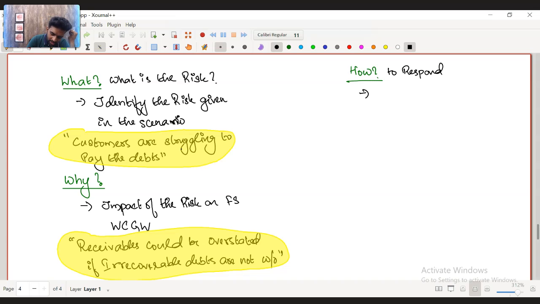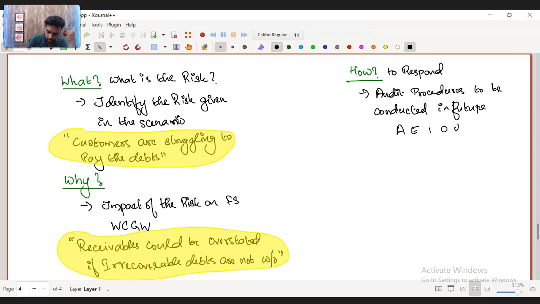In order to respond to the risk, you will write what are the audit procedures to be conducted. Audit procedures that you will conduct in future tense. So what are the procedures you're going to do in future? That is the how do you respond. All your procedures will be in A, E, I, O, U. You will inquire with the directors, inquire with the management. You will talk to the management why this wrong entry is being posted. You will inspect the books to see where the issues are, etc.